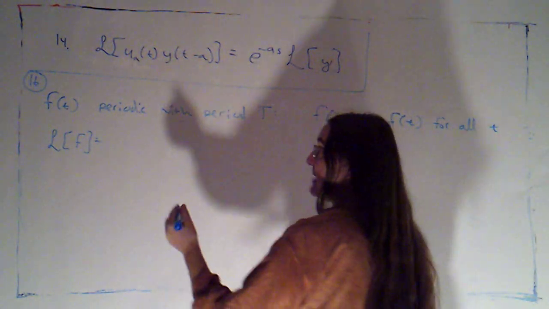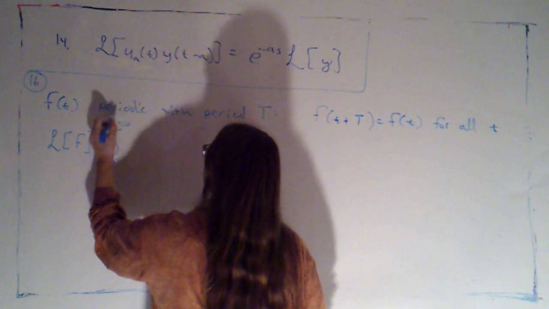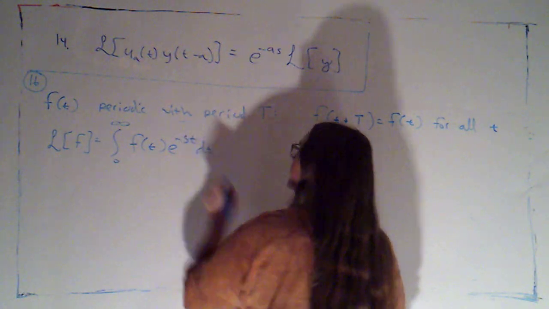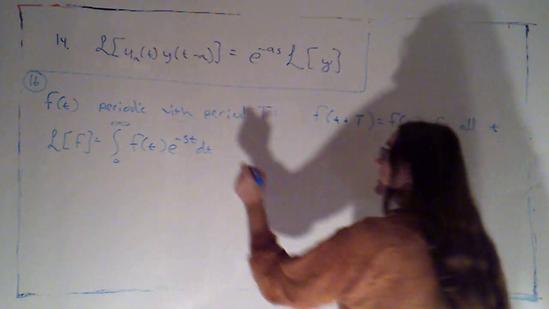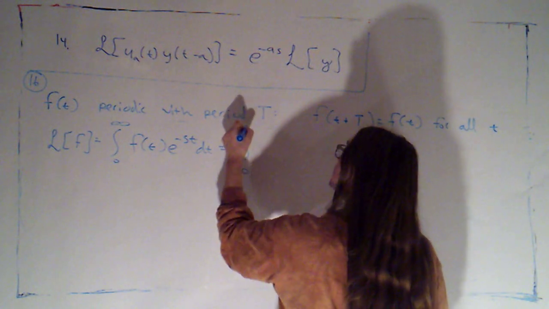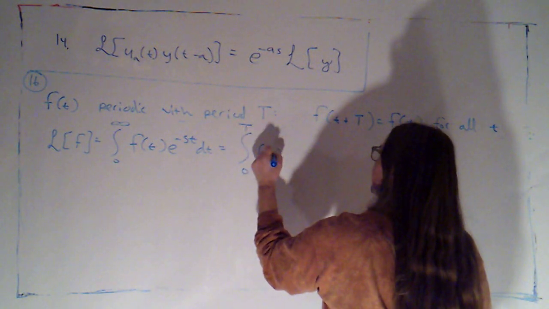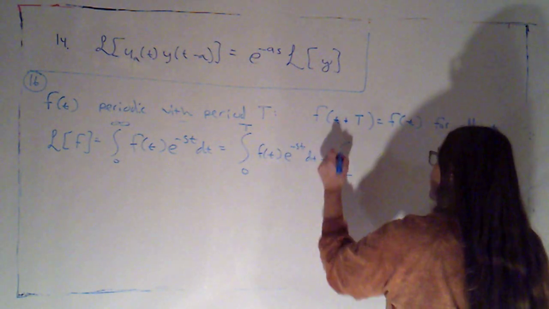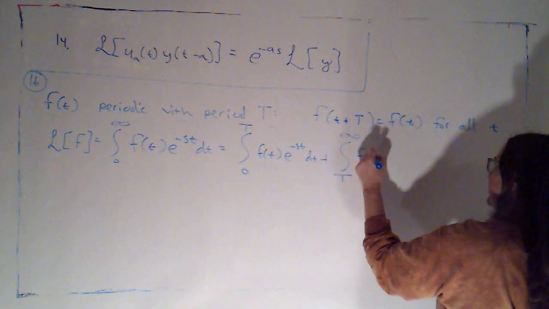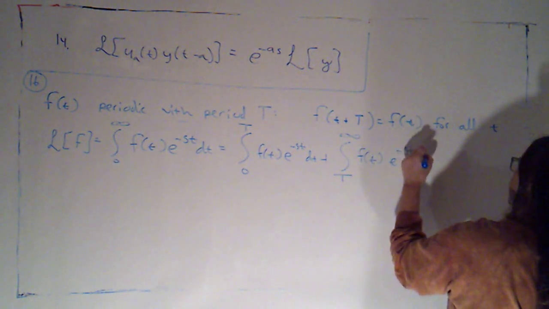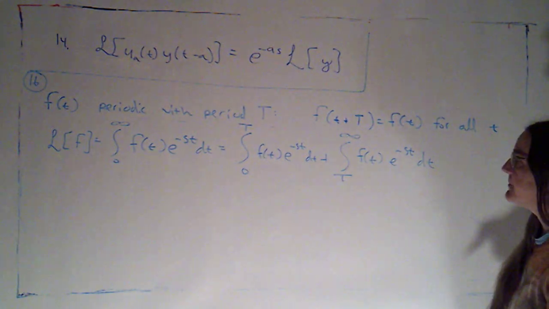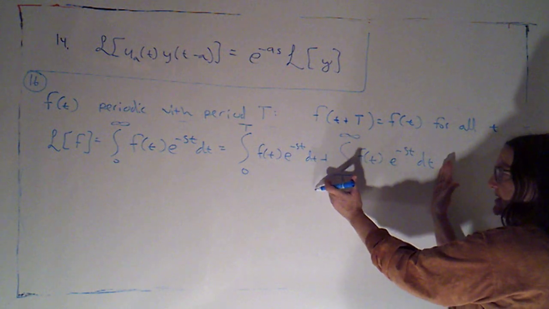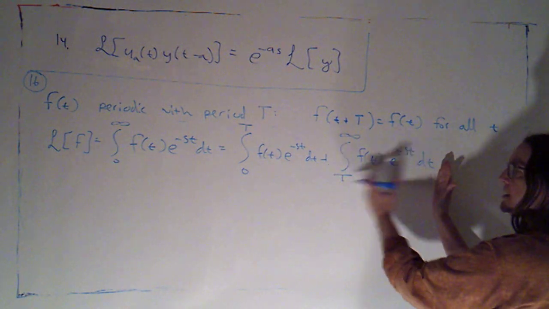But I'm going to just use the definition. This is the integral from 0 to infinity of f of t times e to the negative st dt. And I'm just going to break that up and say that's the integral from 0 to T of f of t e to the negative st dt plus the integral from T to infinity of f of t times e to the negative st dt. Okay. So I'm going to just focus right now on this piece and try to sort of rewrite it.